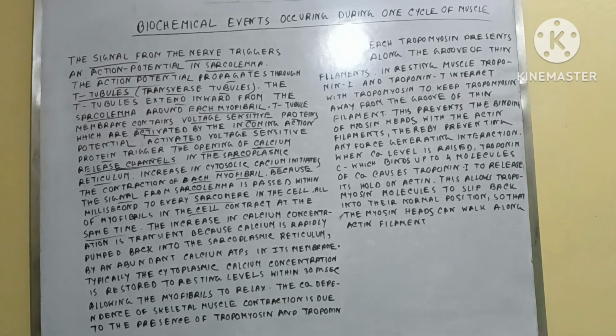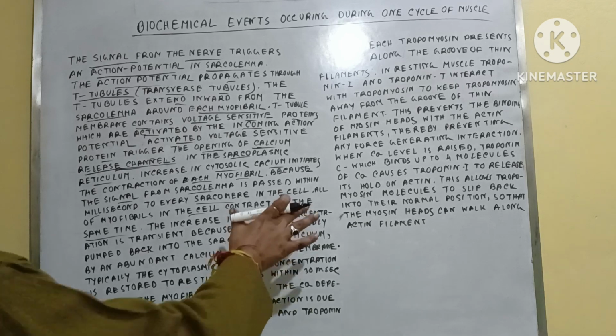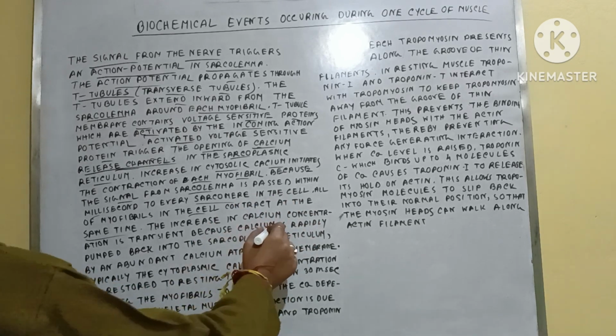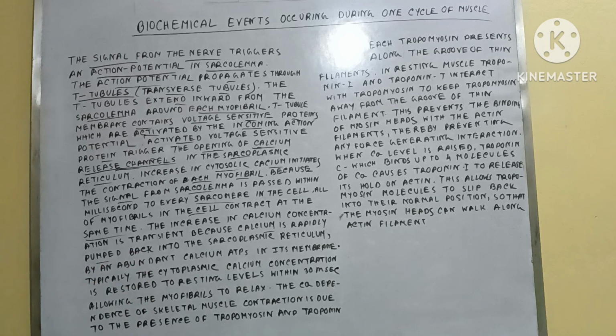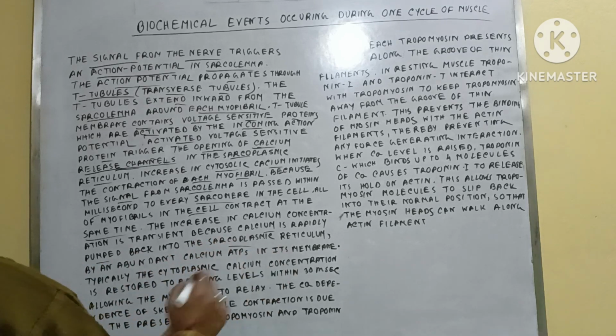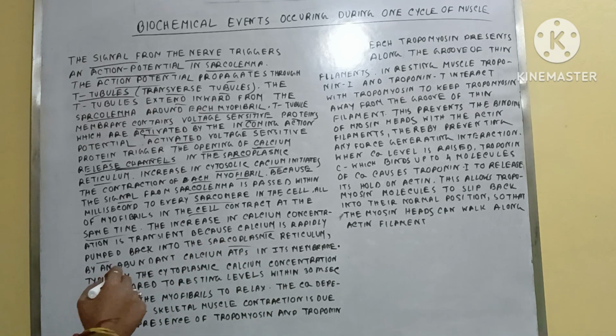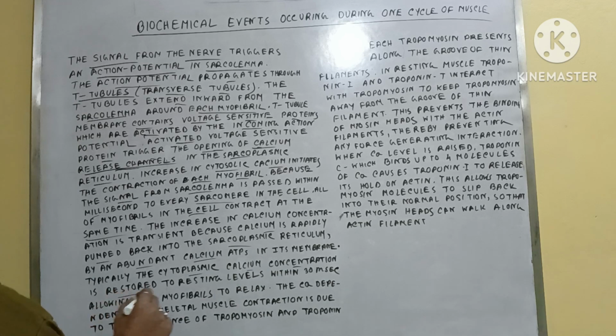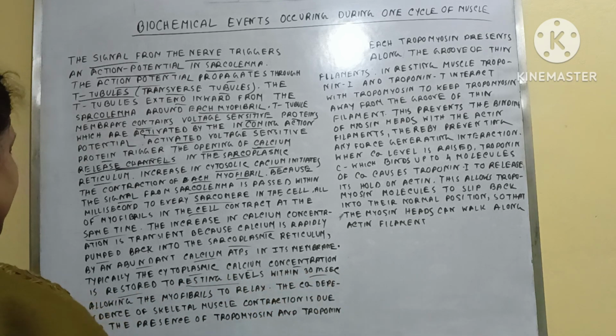The increase in the calcium concentration is transient. Why is this calcium concentration so important? Because this calcium is rapidly pumped back into the sarcoplasmic reticulum by the abundant calcium ATPase in its membrane. Typically, this cytoplasmic calcium concentration is restored to the resting level within 30 milliseconds, allowing the myofibrils to relax.